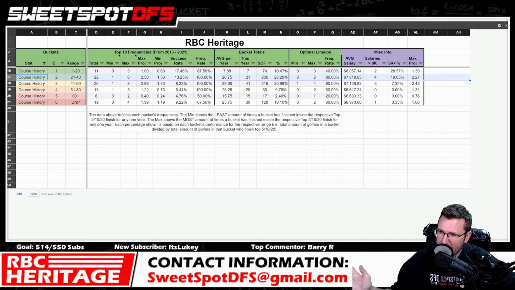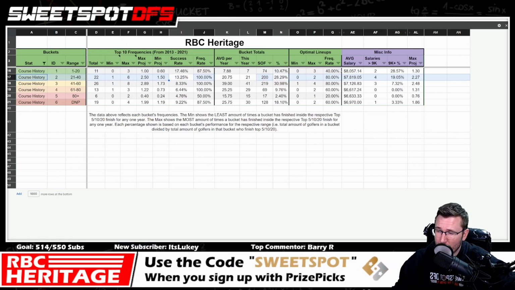And that stays pretty common throughout all the numbers. We see 21 usually per year, and we have 21 this year. Over 25% of strength of field points go there. Pretty high success rate, obviously a high frequency rate. That means every single year, at least one golfer from this bucket has been inside the top 10. So keep that in mind.